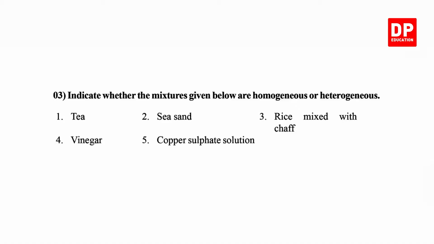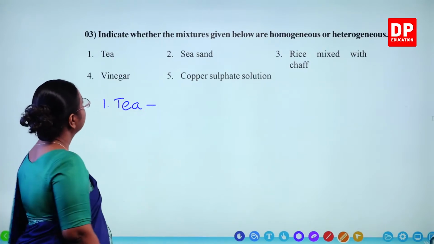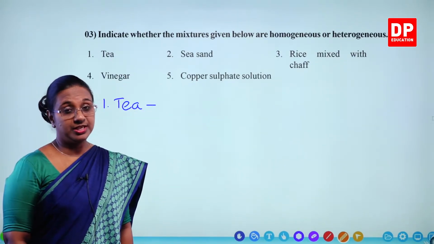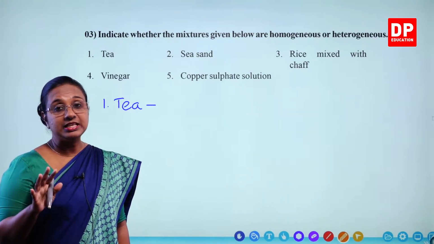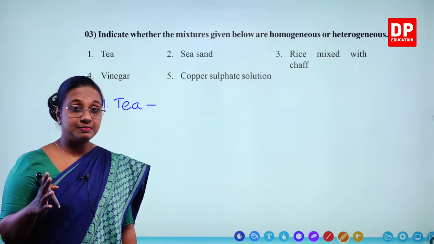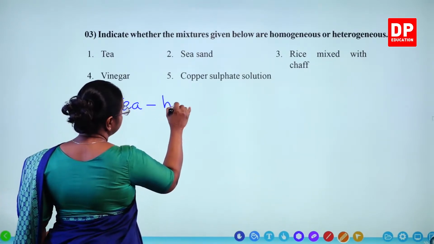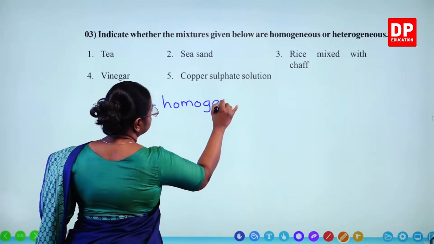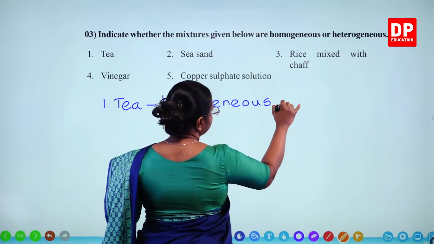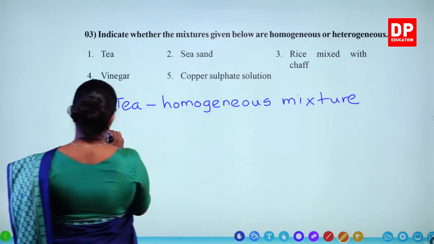Indicate whether the mixtures given below are homogeneous or heterogeneous. So you have to identify them. The first one, tea. What is this? Is it homogeneous or heterogeneous? I have told you all, students, normally tea we filter and take. So once we filter, whether it's plain tea, milk tea, doesn't matter, the composition is uniform. So that is a homogeneous mixture. Homogeneous mixture.